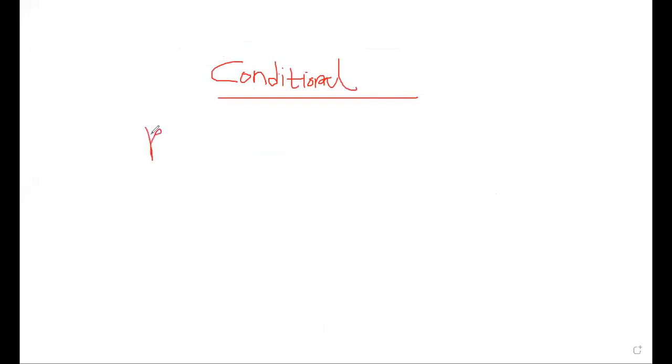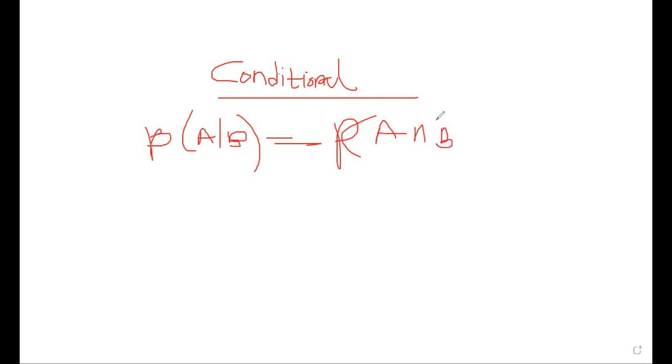So, e.g. probability of A given B is equal to probability of A intersection B over probability of B. So what we are given comes down. Okay. So this one is on one of the conditional probabilities.